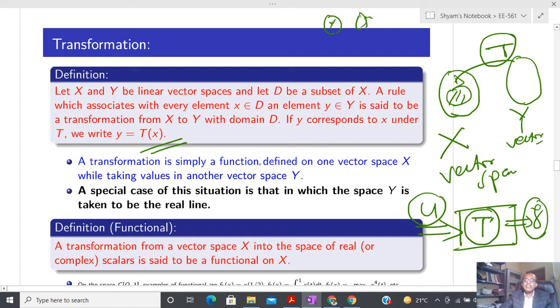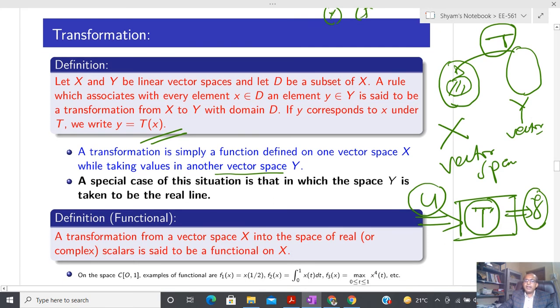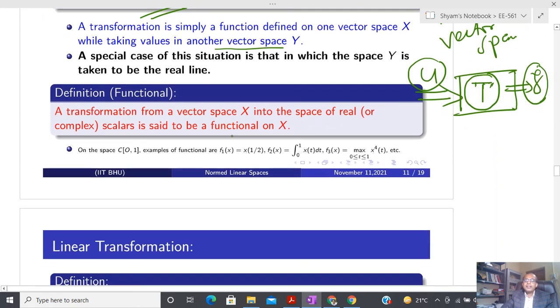So a transformation is simply a function defined on one vector space X and taking values in another vector space Y. Okay, and a special case of transformation is called a functional. What is the beauty of a functional? It maps a vector space into real numbers, and the real number is positive. Whenever you learn optimal control, at that time we are basically constructing a functional. So a functional means a mapping from Rn to R plus.